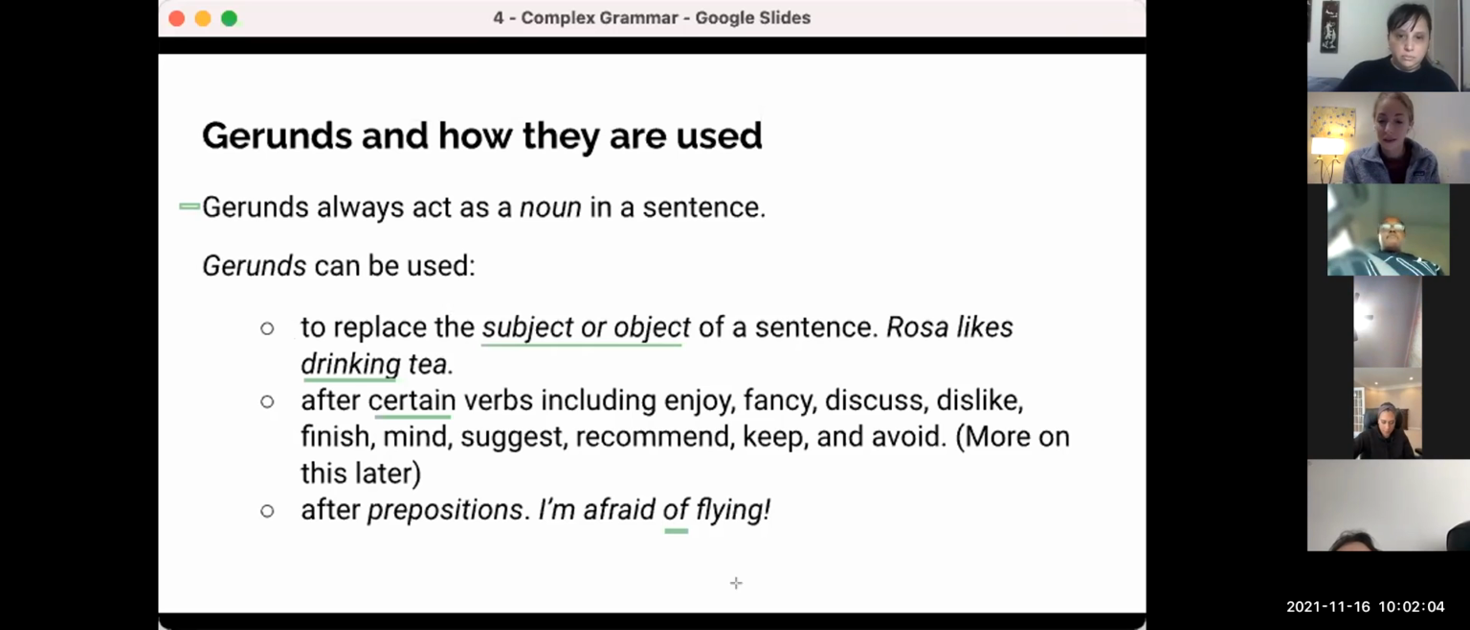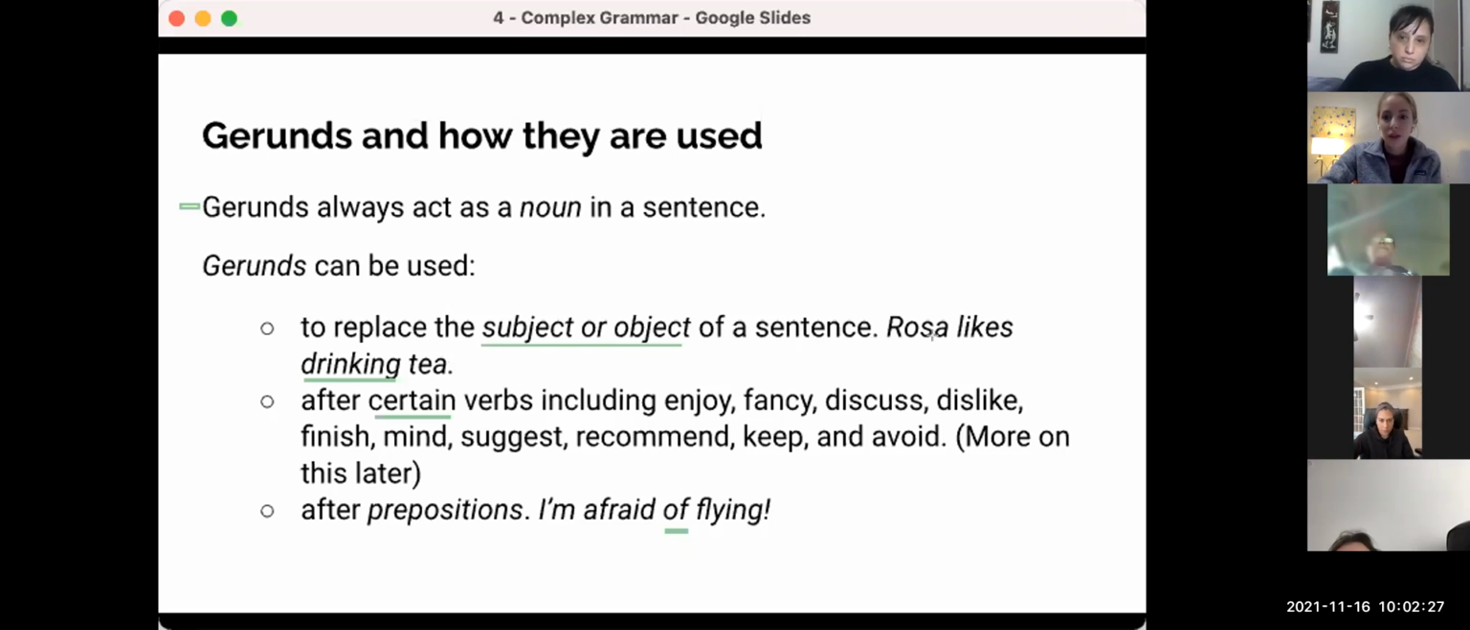I have a question. Is drinking a gerund in this sentence? Rosa likes drinking tea. And should we say it's an objective gerund? Is there this kind of classification, like a subjective gerund and an objective gerund?